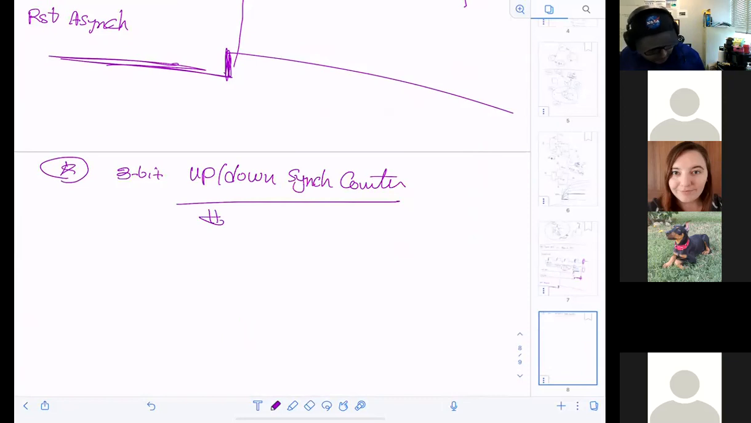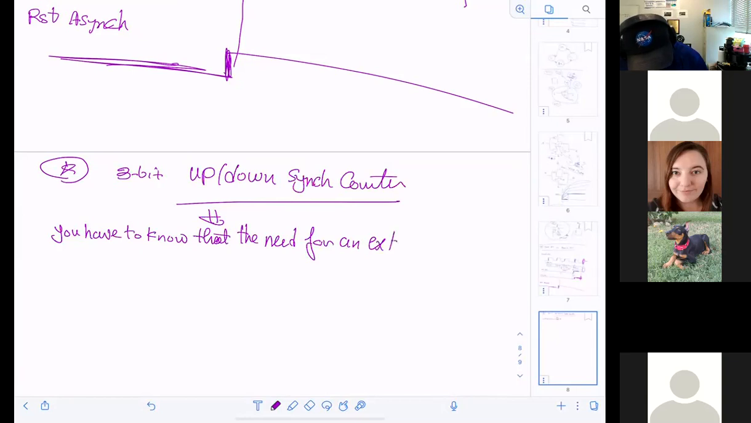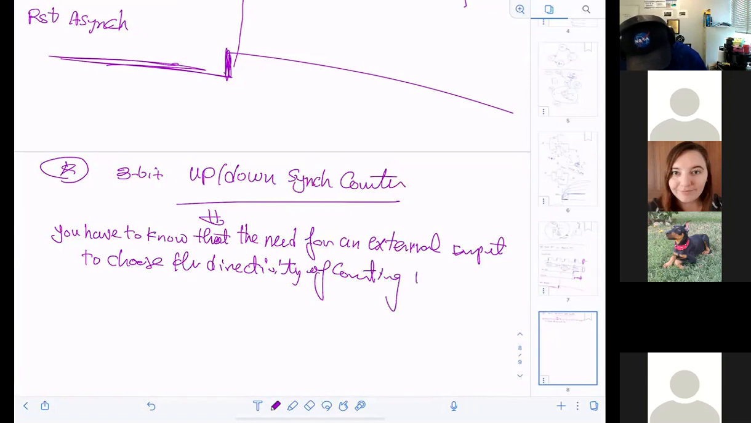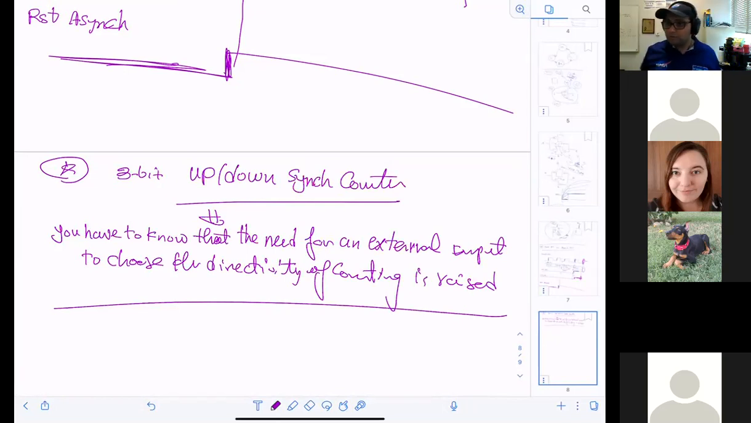Yeah. If such a kind of question comes to you, you have to know that the need for an external input to choose the directivity of counting is raised. I cannot go up and down without control, right?